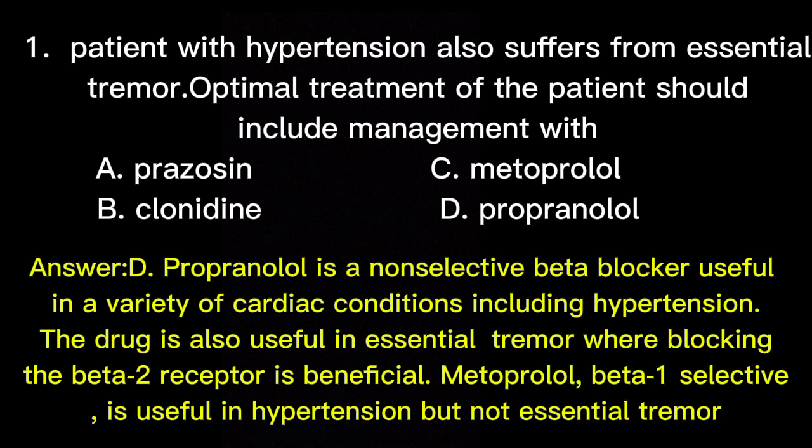The drug is also useful in essential tremor where blocking the beta-2 receptor is beneficial. Metoprolol, beta-1 selective, is useful in hypertension but not essential tremor.